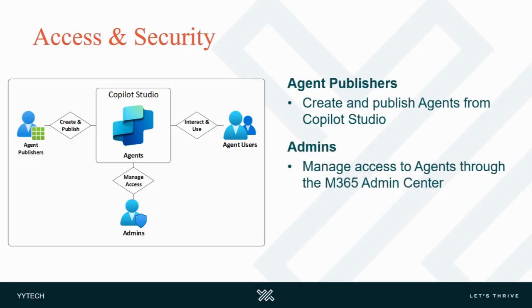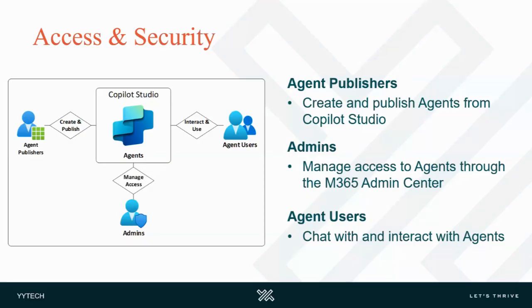Access to Copilot agents is controlled by organization admins through the Microsoft 365 Admin Center. Admins can enable or disable agents, assign agents to users or teams, enable or prevent access to specific systems or tools, and more. And finally, Copilot agents are interacted with by agent users. Agents operate within the security boundaries of Microsoft 365, meaning they only access data and systems explicitly permitted by the organization.